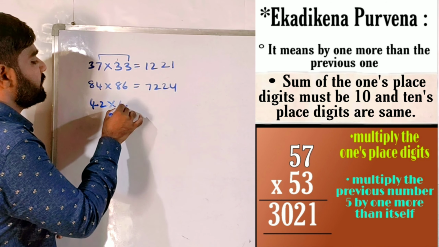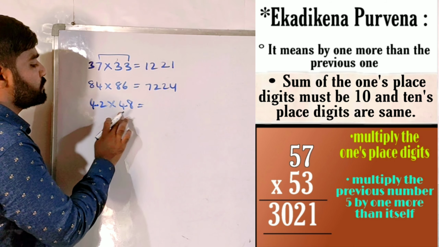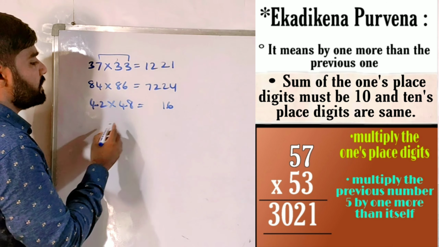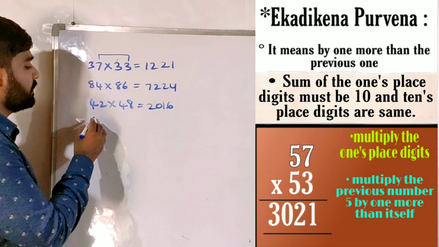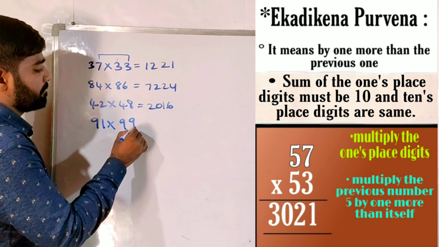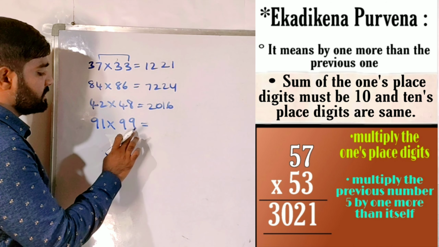Next example, 42 into 48. Product of the ones place digits, 2 8s are 16. 4, the next number is 5, 4 5s are 20. The answer is 2016.